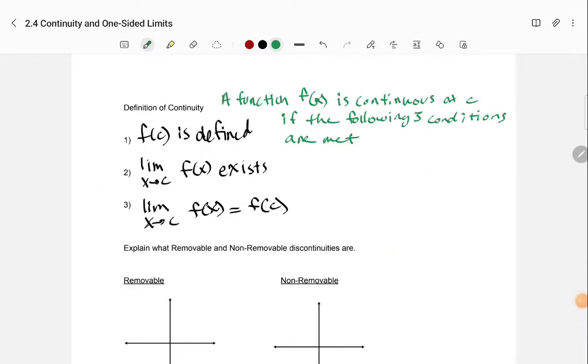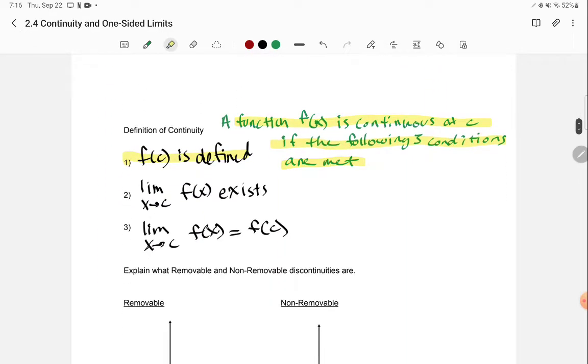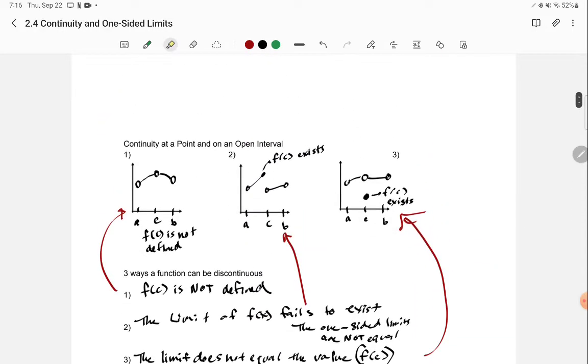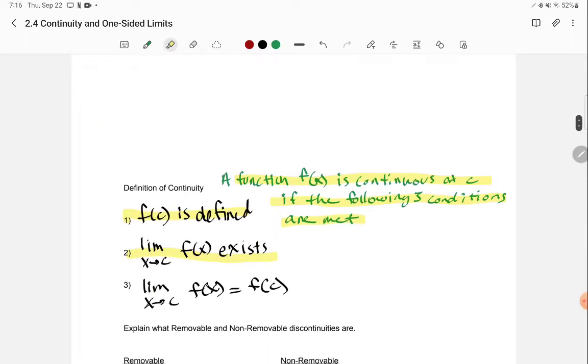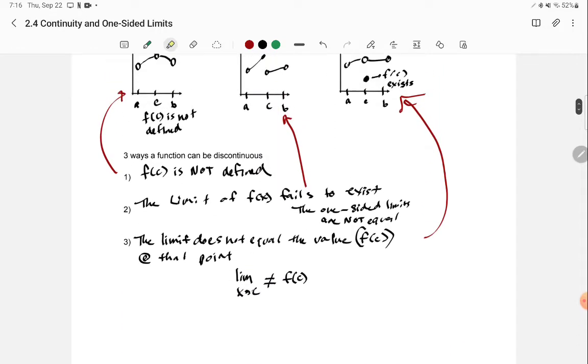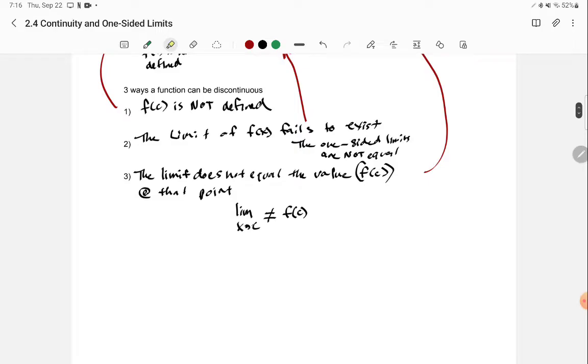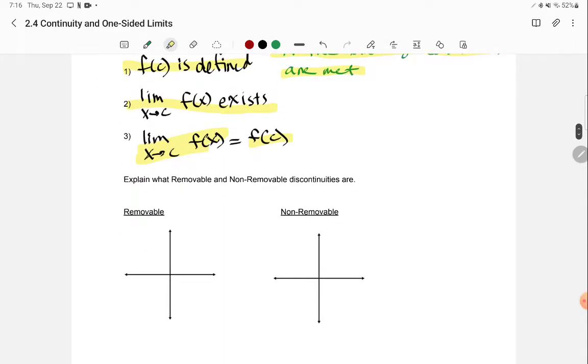So now let's look at the definition of continuity in the green there. It says a function f of x is continuous at a point c if the following three conditions are met. So the three conditions have to be met. Number one, f of c is defined. Like up here, in the first one, f of c was not defined. Number two, the limit exists. On the second one up here, the limit did not exist. And number three, the limit is equal to the value. In the third part, the limit was not equal to the value. So up here we looked at when it is not continuous. This is defining when it is continuous.